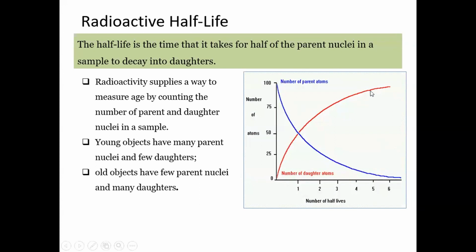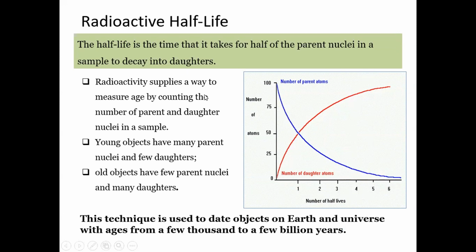So at the end of many half-lives, you will see the red color counts in a very large quantity and the blue color in a decreased manner. But originally, the parents are in large number and the daughter elements are in smaller number. This technique can be used to find out the ages of objects on Earth and in the universe from a few thousand to a few billion years that we can measure and determine.